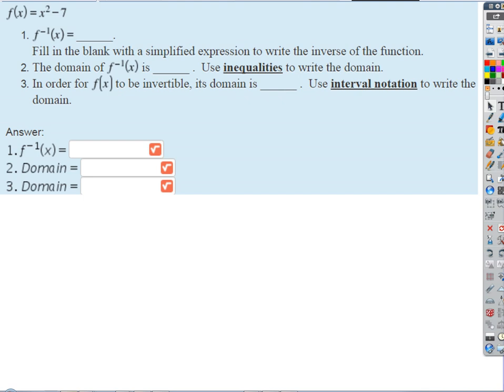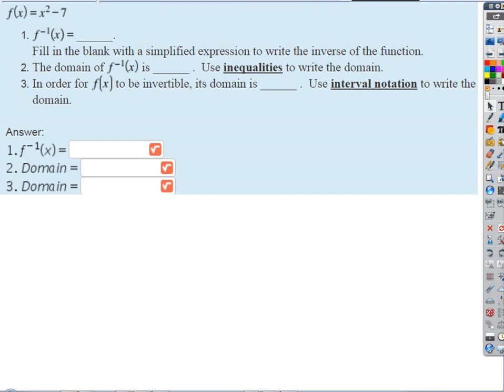Okay, so let's talk about this. In problems like this, they're asking us to do three things, right? They want us to write the inverse of that function. Not a big deal. There's a lot of practice on this assignment doing that, and that's not hard to do. The harder parts, I think, and they're not very hard, are parts 2 and 3.